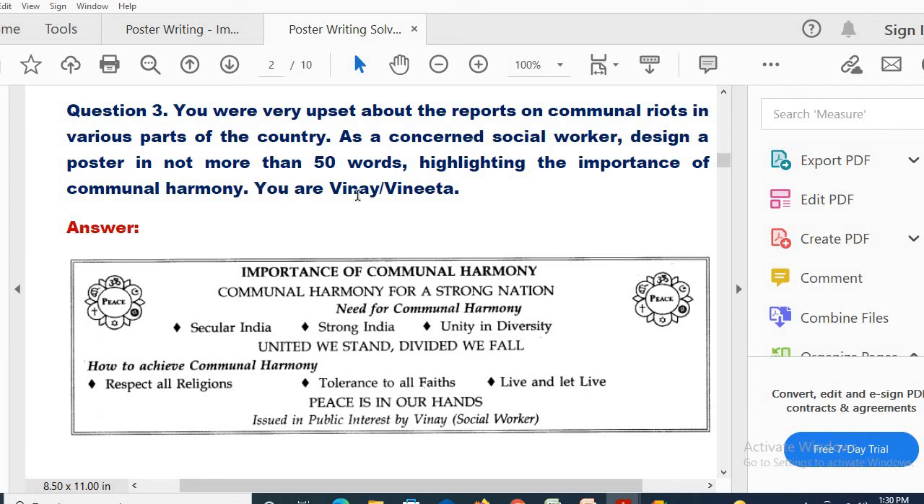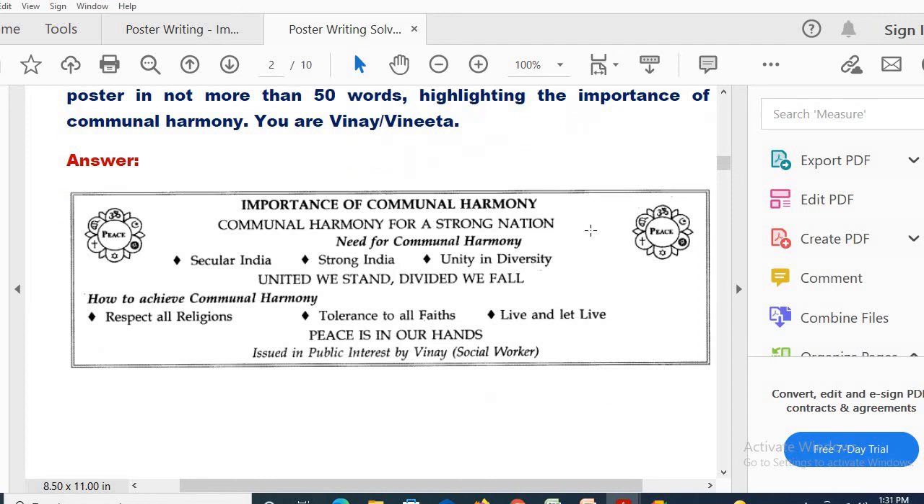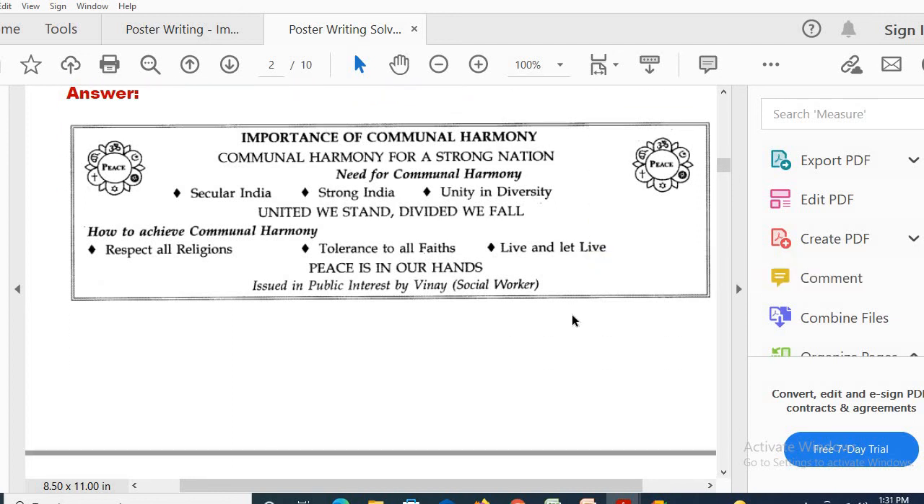You are Vinay or Vinita. So how will you frame it? If you get a question like this, see, a design I have given, a logo I have given here, where all the important symbols of all the important religious communities or sects have been given. This design you can give on both the sides. Then how you frame it.